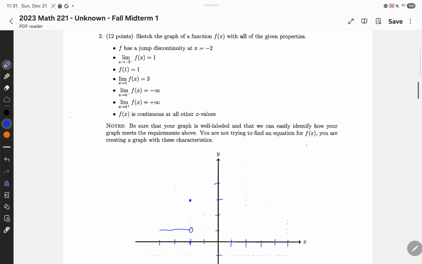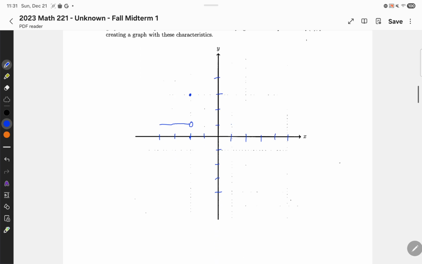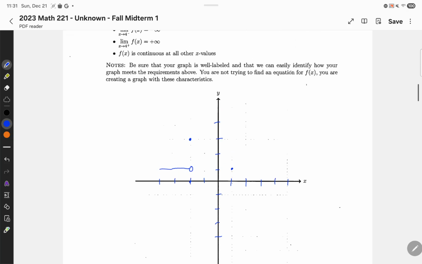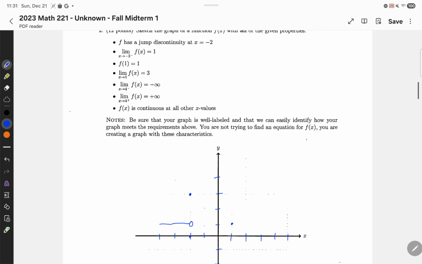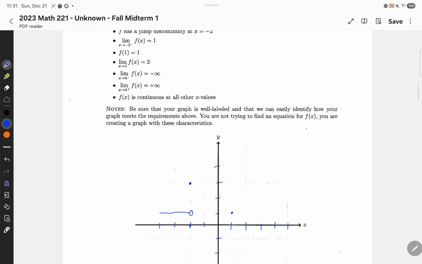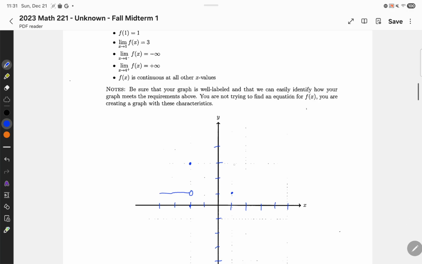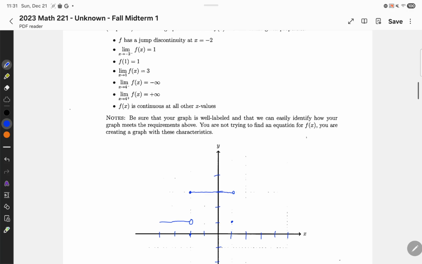And now the next bit of information we have is that f of 1 is equal to 1. So let's go ahead and put a dot right there. And what else do we know about f of 1? Well, the limit as f of x approaches 1 is equal to 3. And so what that tells us is that from both sides, we're going to be approaching 3. So let's put a circle up here. And we can just connect this line because we don't have anything else that we know about this.